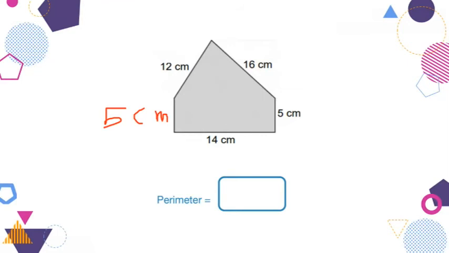Gazal, how did you know it's 5? Because this side is equal to this side. Excellent. Very good. Opposite sides are equal, no? Okay, finished. Do not show your answer.